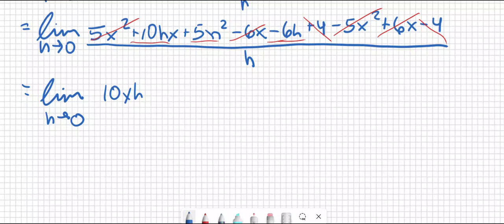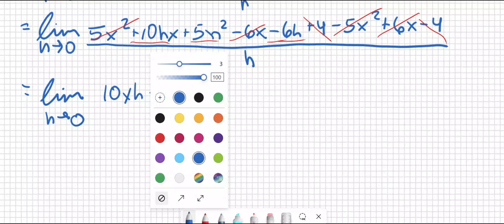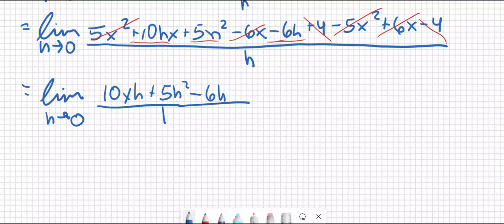So we have 10xh plus 5h squared minus 6h all over h. And if you notice, all the terms have an h in them, so we can cancel h out. Some people like to just cross it out. Be careful if you do it that way.